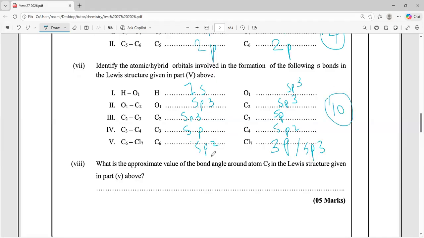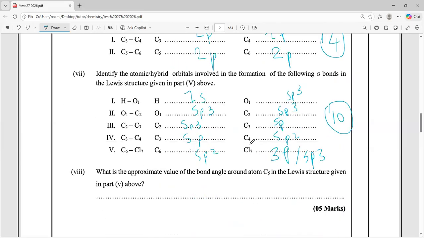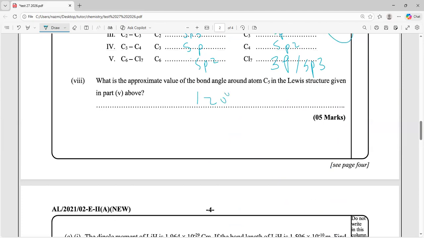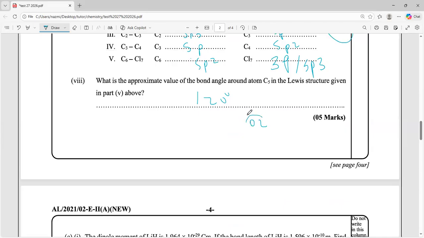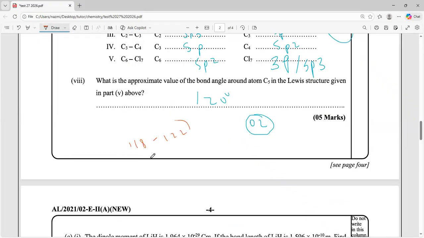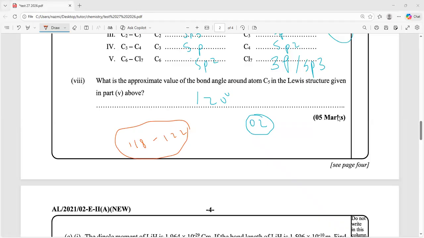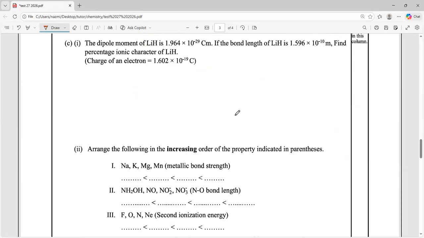What is the approximate value of the bond angle around the atom C5 in the Lewis structure given in part 5 above? Around the C5 atom, you can see it's trigonal planar, 120 degrees. For that 2 marks. Usually in the schemes they give a range, here 118 to 122. If you have written within this range, they'll give the marks. So 120 is the ideal one. 2 marks for that. Is everything clear until now?